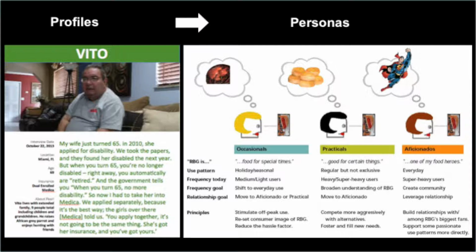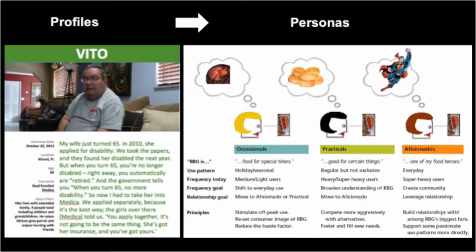A persona is a fictionalized sort of aggregation. So this example on the right was research done by Doblin a number of years ago around refrigerated baked goods, and the team came up with 3 different personas. Occasionals, people that don't bake very often, and when they do, it's more or less a special holiday. Then there are the practicals, for whom this may really be a staple. Maybe they have this 2 or 3 times a week.